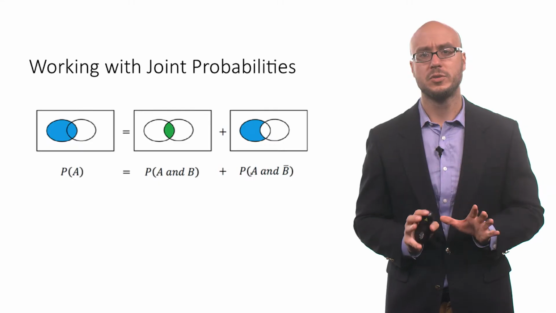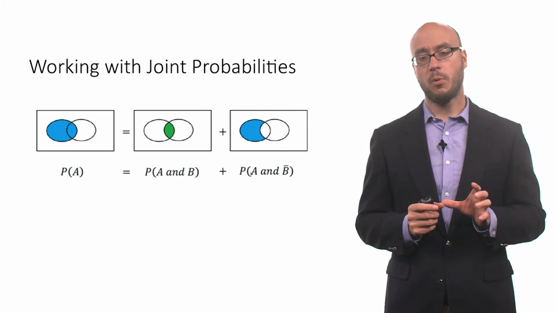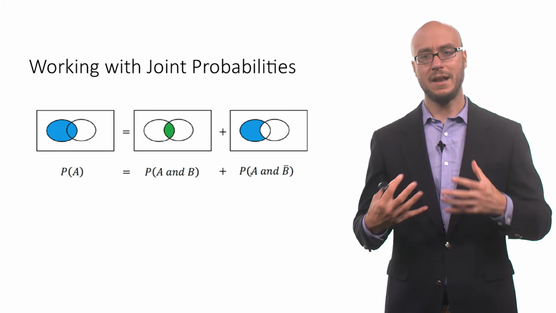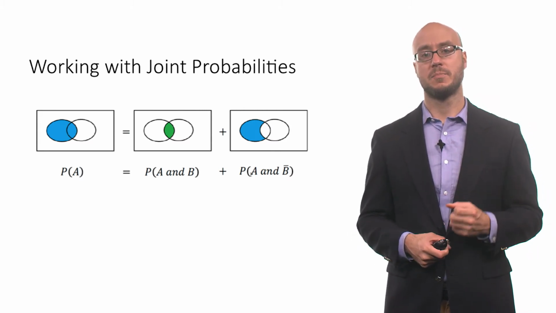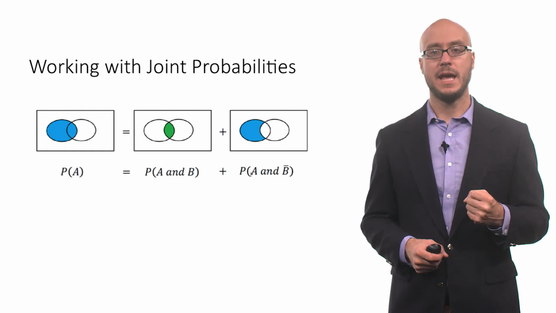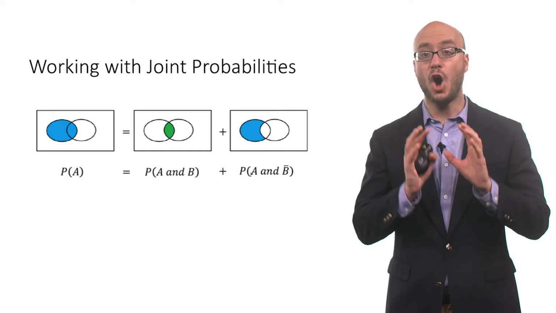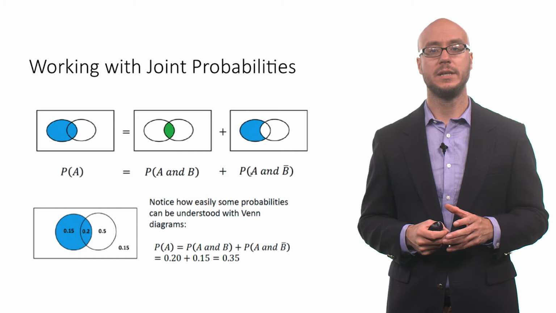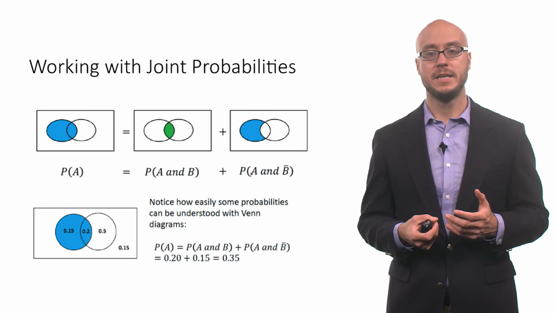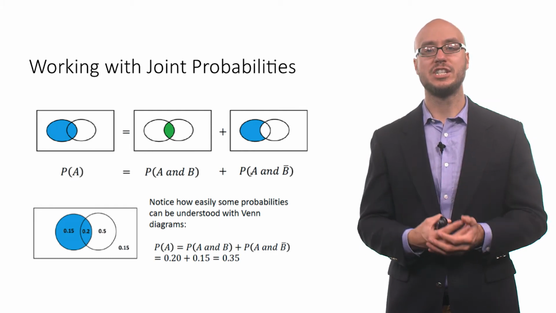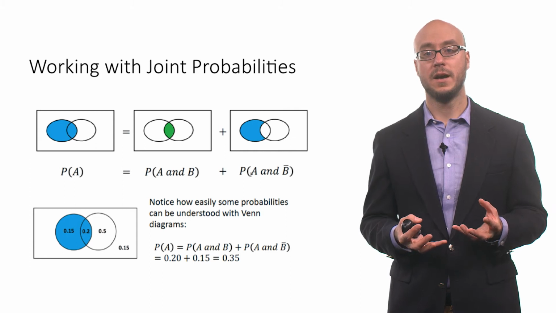Now, when we work with joint probabilities, the key point here is that for the probability of A and the probability of B, we can divide it out. So we can express the probability of A as equal to that joint probability, the probability of A and B, plus the probability of only A, meaning the probability of A and not B. So here's an example. Suppose the probability of A and B is 0.2, and the probability of only A is 0.5. Then you can just add those together to find the probability of A.